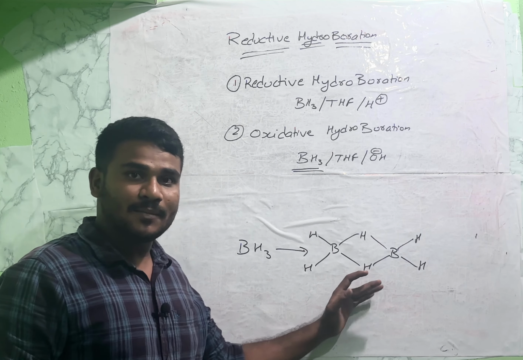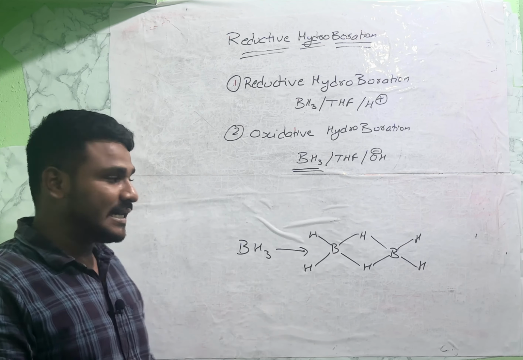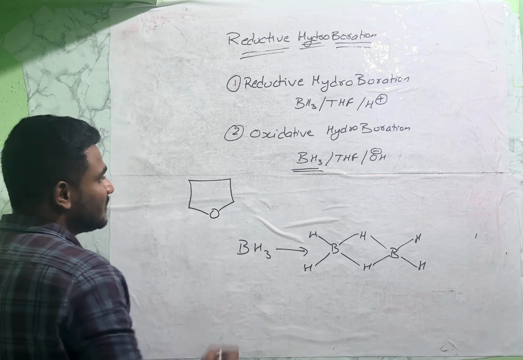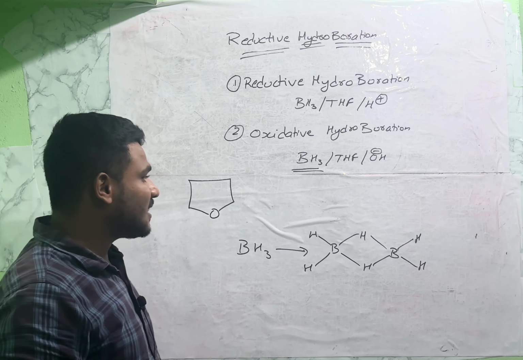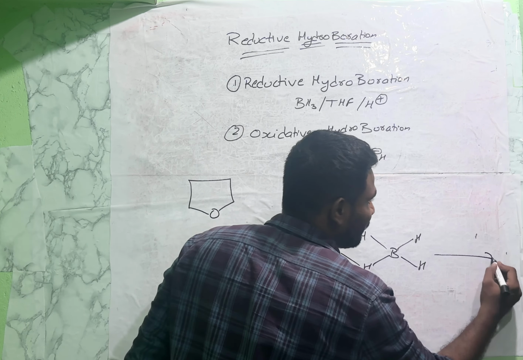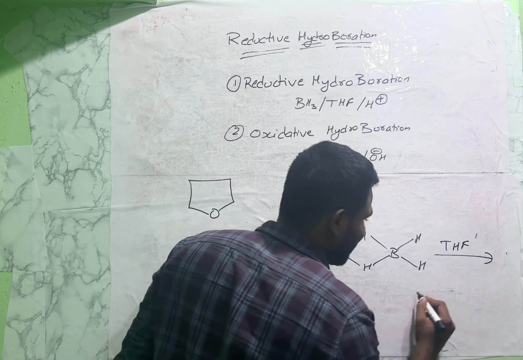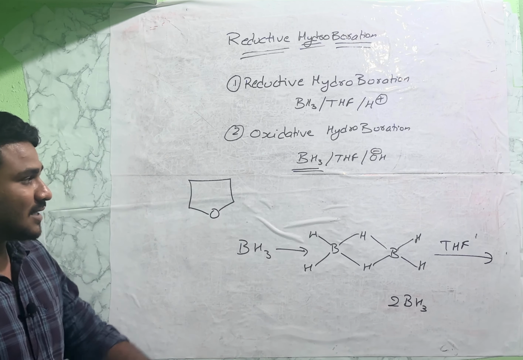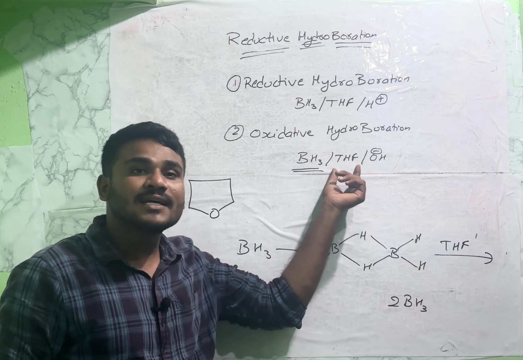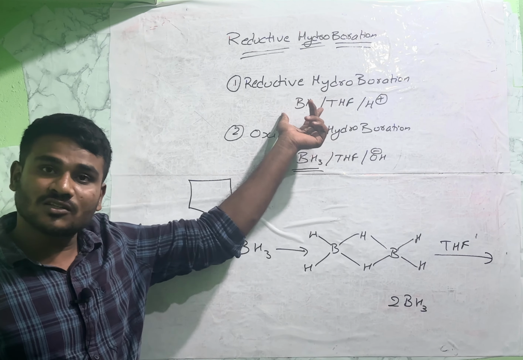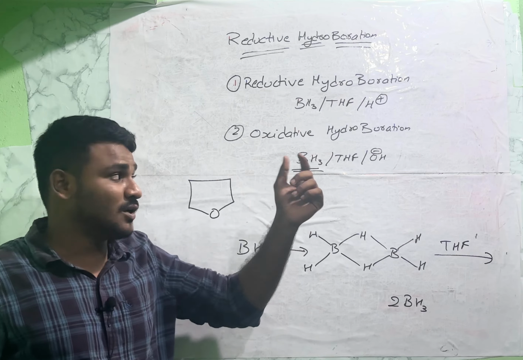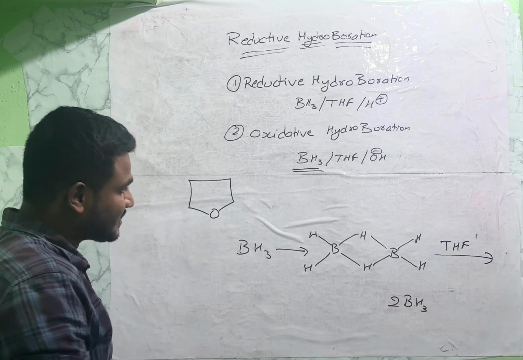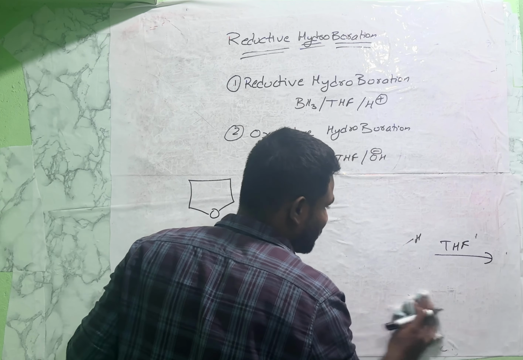For stopping this dimerization, we have taken THF, that is tetrahydrofuran. This is the structure of THF. If we add THF here, what happens? Dimerization will stop. You understand, right? Why we are using THF over here: in either oxidative or reductive hydroboration, the use of THF is to stop dimerization. Let's see the mechanism, how the reaction proceeds here.